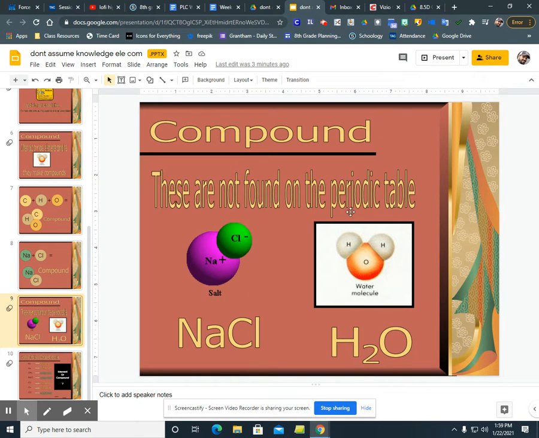Here's an easy way to know if you get a little bit confused whether it's a compound versus an element. Again, look at your periodic table. Elements are found there in those element boxes. You won't find a compound, for example, NaCl, in one of those element boxes. Here's H2O, which is water. Again, you won't find H2O in one of those boxes.